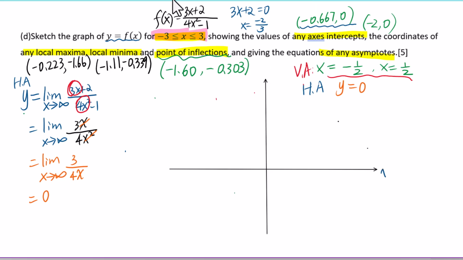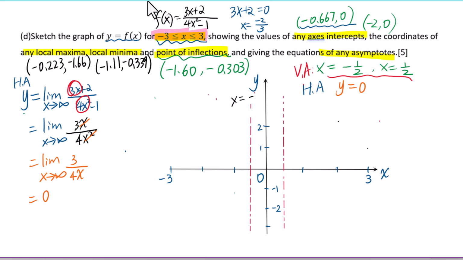Coordinate plane: x, origin, y. We are given this window. So you have to use the given window from -3 to 3, -2, -1, 1, 2. Use a ruler to draw this vertical asymptote line. Label x equals -1/2, x equals 1/2, y equals 0.